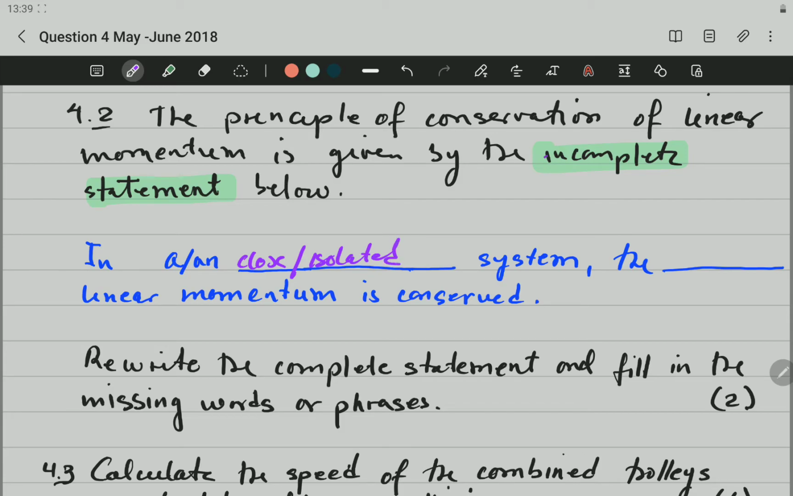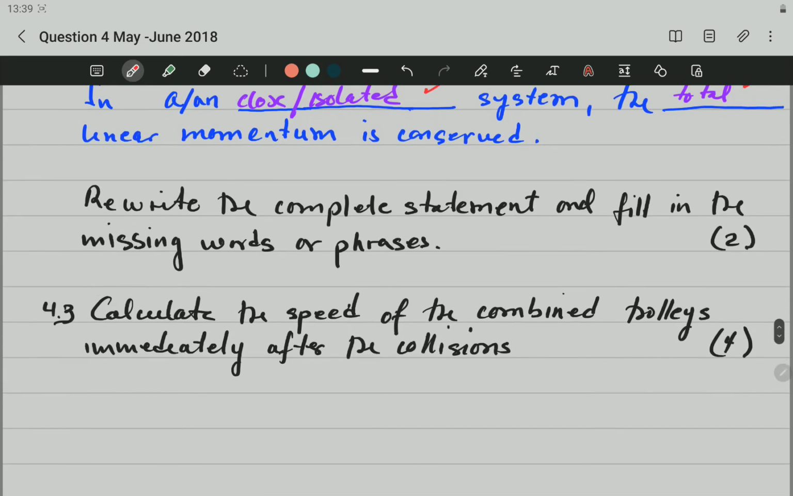You don't have to write both, closed or isolated. System, the total linear momentum is conserved, and that is going to be 2 marks. 1 mark for this part, 1 mark for the total. Those are the 2 marks. So let's continue. Let's go to the next question.